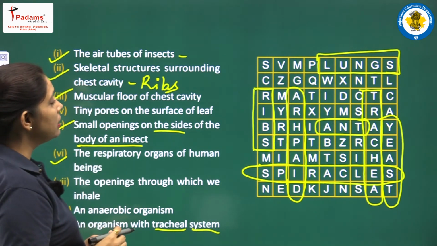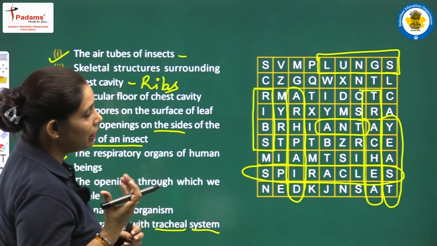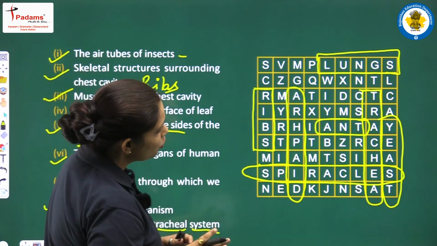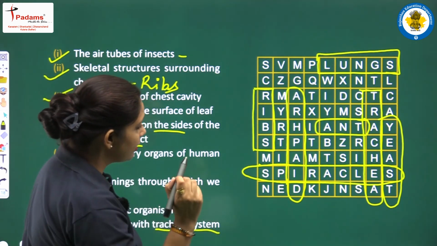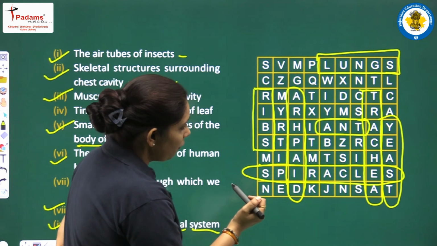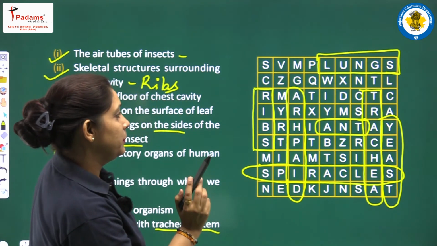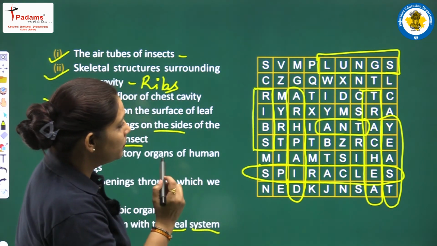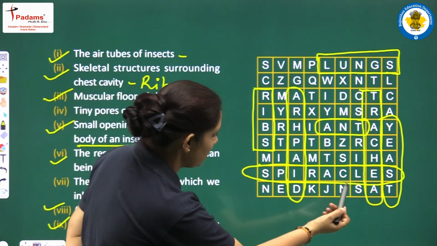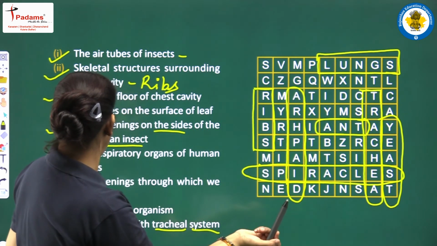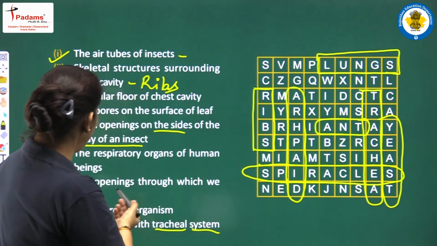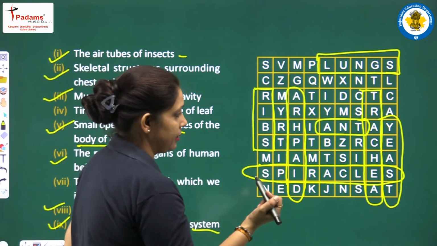Tiny pores on the surface of a leaf. We are having stomata. हमारे पास stomata कहाँ दिख रहा है? Just have a look here. We are having stomata. Stomata. Okay, move to the next one. The opening through which we inhale. Nostrils. Yes, nostrils.